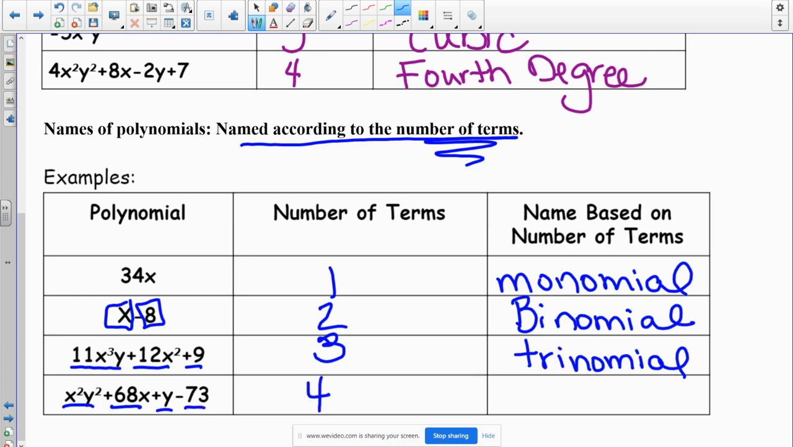Just like the degrees, once they get past 3 degrees, we just go back and call them polynomials. They don't have any special names. They're just a polynomial. So anything that is more than 3 terms does not have a special name.